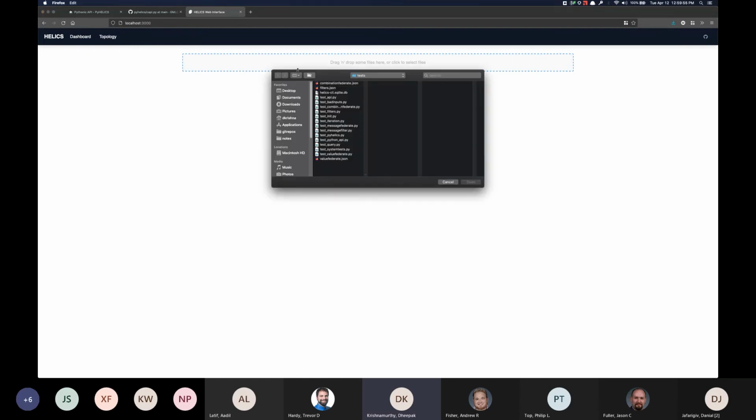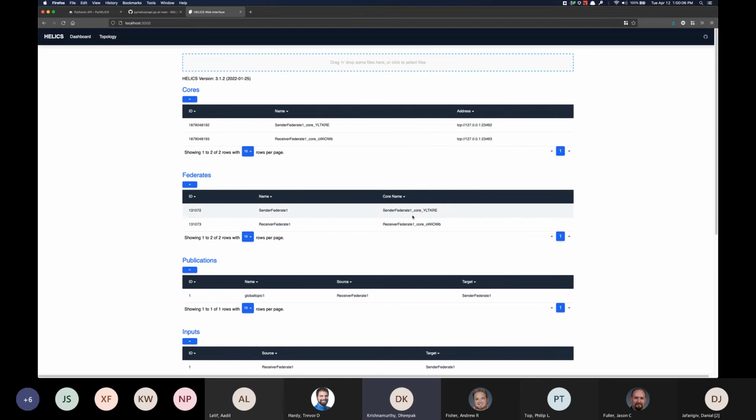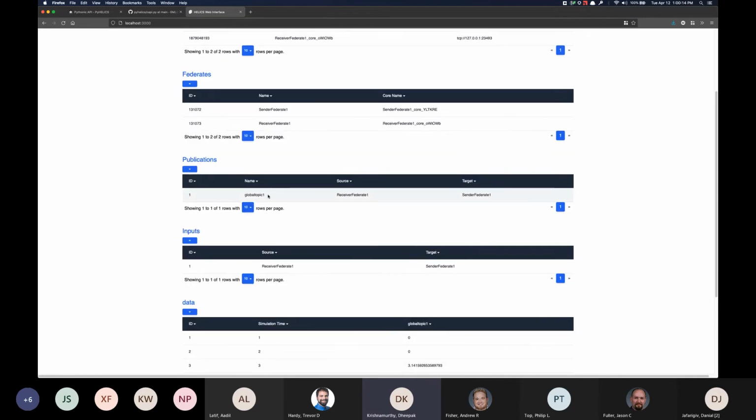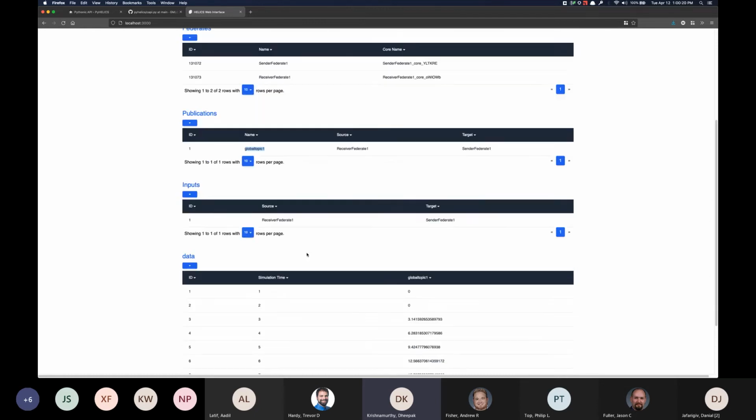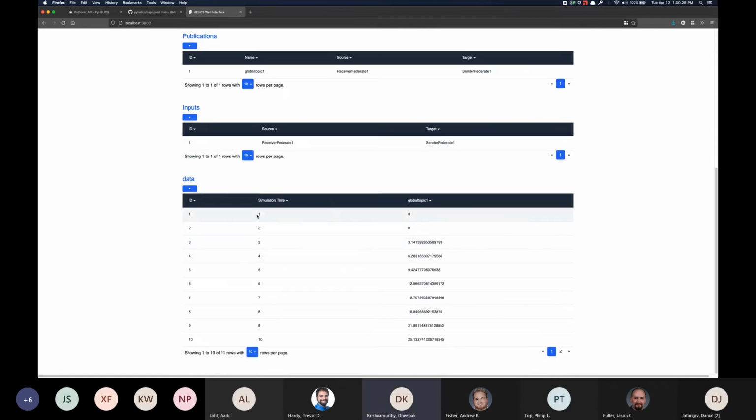And in addition to that, we have built a web interface to extract data from that database file and visualize it. So I will click on this box over here, and in the test folder, there is this helics CLI SQLite database file that I just created. And if I open that file, I can see that there were 2 cores as part of this co-simulation, 2 federates, just 1 publication, and the publication name was global topic, 1 subscription, the source of the subscription and the target of the subscription, and the data that was being exchanged on that topic throughout the co-simulation.